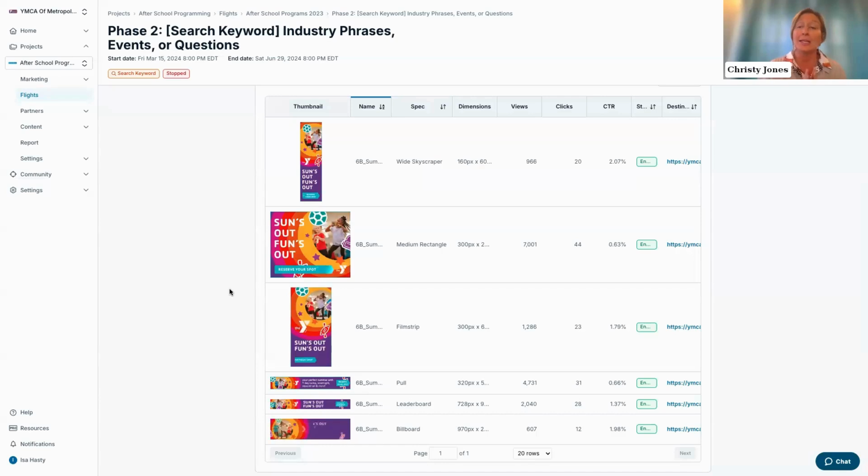And I love that you said that, Isa, the complement of these ads with Google. We will actually look and see what our Google ads top performing keywords are, and we slide those in here as well to get those to trigger these ads in other areas as well.